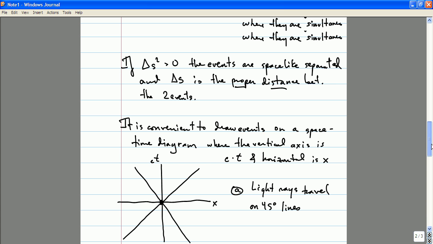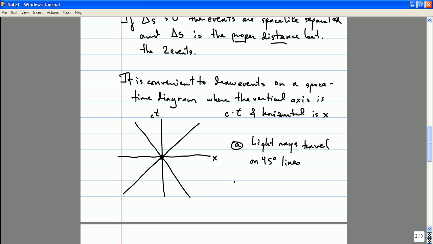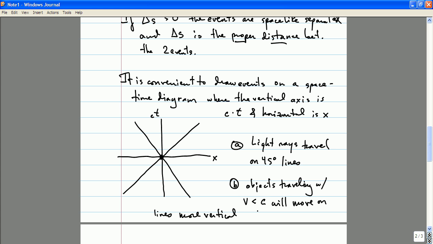And the second feature of this diagram is that objects traveling with velocities that are less than the speed of light will move on lines more vertical than 45 degrees. Okay, if you think about it, that should be reasonably clear.